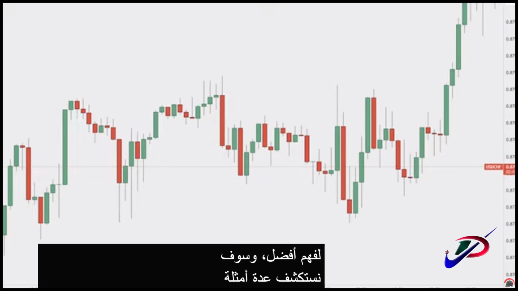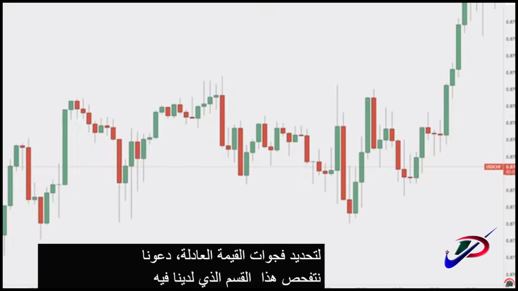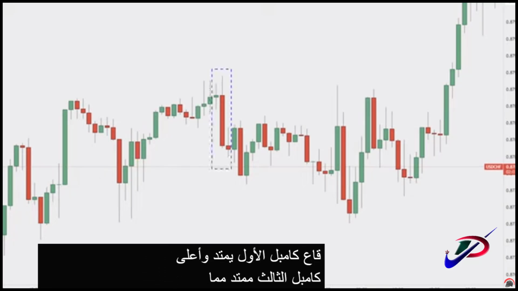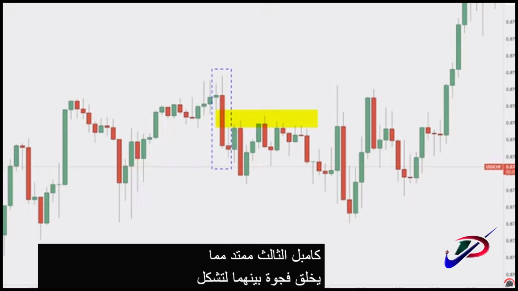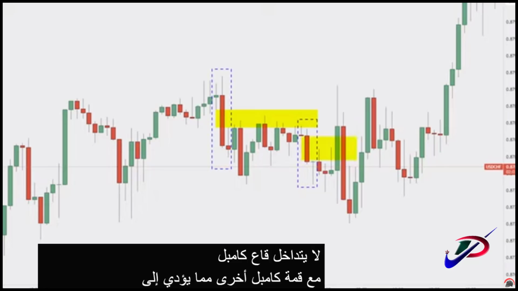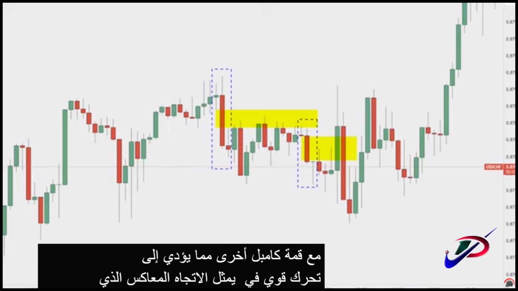We will explore several examples of identifying fair value gaps. Let's examine this section where we have the first candle's low extended and the third candle's high extended, creating a gap between them, forming a fair value gap. Another fair value gap emerges when the low of one candle does not overlap with the high of another, leading to a strong move in the opposite direction.